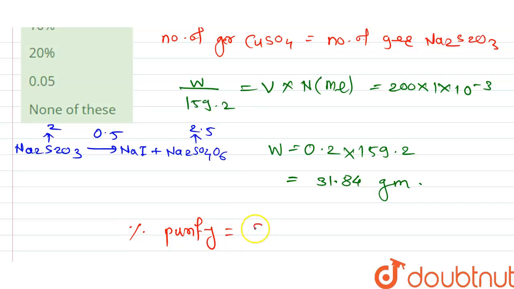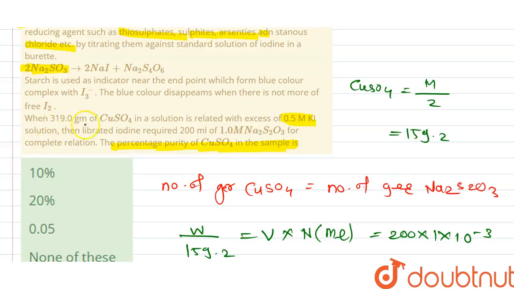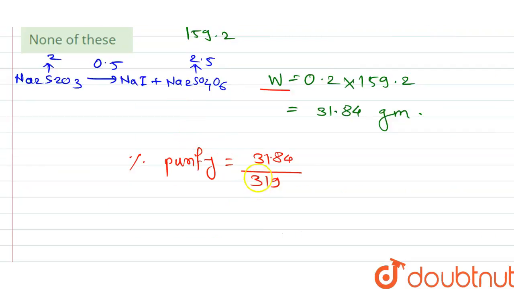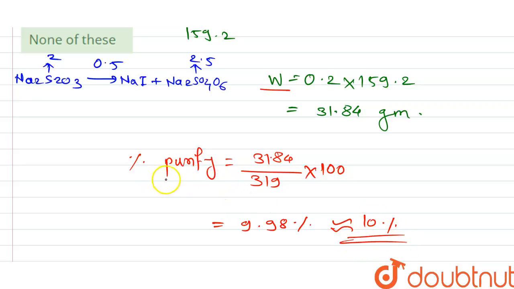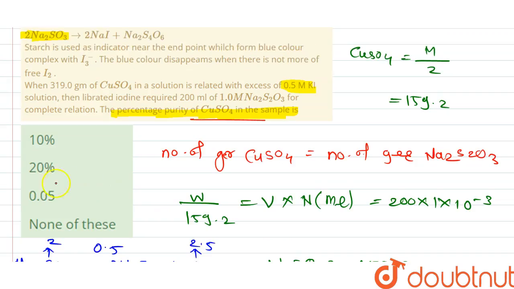So how can we calculate percentage purity? Percentage purity is 31.84 gram weight upon 319. Here we can see that 319 gram of copper sulfate is in a solution. Then we use 319, and for percentage, 100 is multiplied. The calculation gives 9.98, which means approximately 10%. That is the percentage purity of copper sulfate in the sample. So the correct option is 10%.